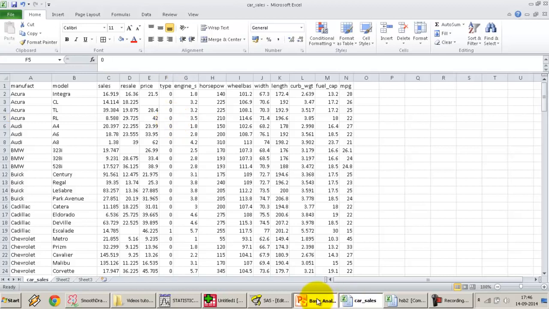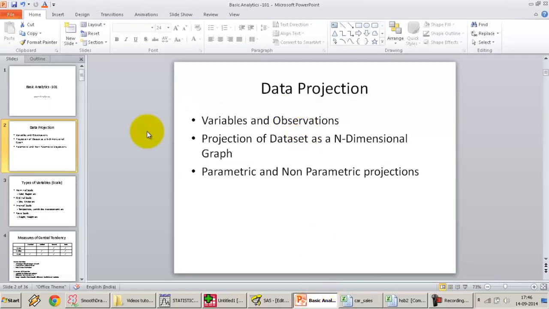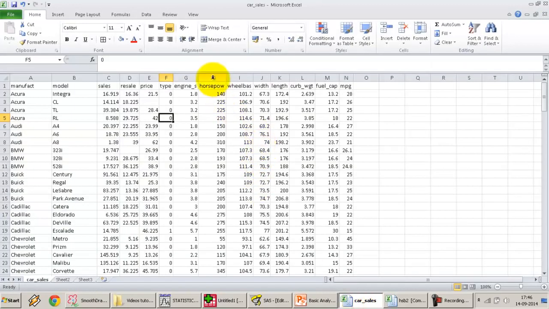So what do we mean when I talk about data projection of variables and observations in an n-dimensional graph? Now pay attention, because the n-dimensional graph is a concept that you're going to keep hearing again and again in this training, and it's very helpful to figure out from the beginning what it actually means. As an example, let's talk about horsepower and engine size.